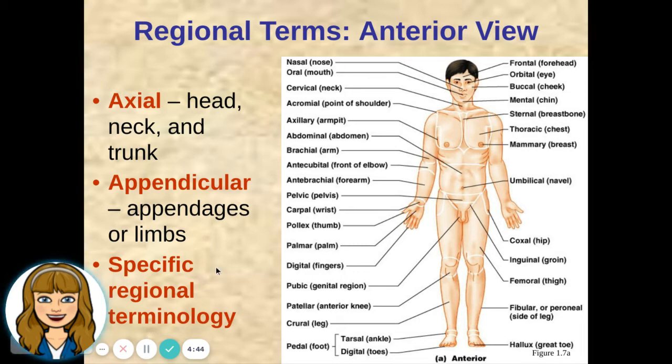And then there's other specific regional terminology. So if you look here, brachial is part of your arm. Again, this is something that you're going to be identifying on some of those diagrams.